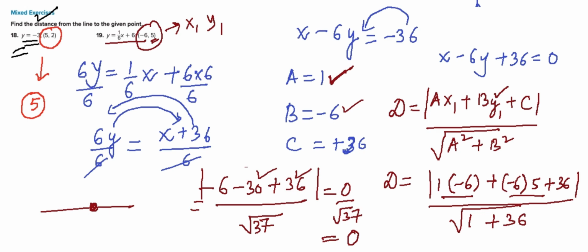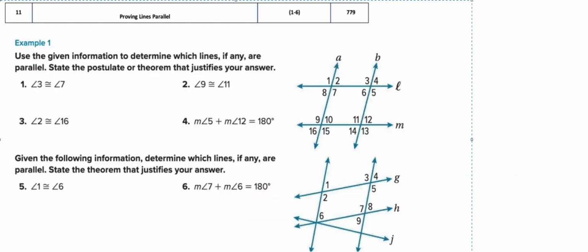So simply you write here, the point lies on the line. There is no distance. So whenever the distance is coming 0, that means the point lies on the line. So this is all about your multiple choice question number 10.